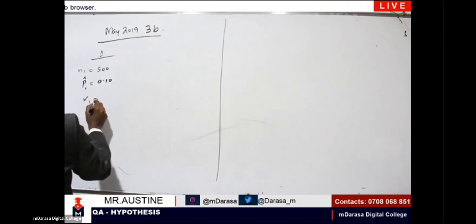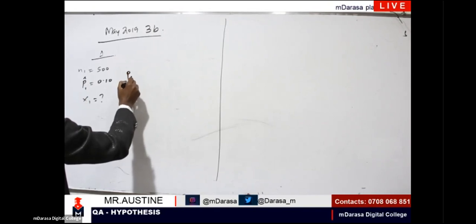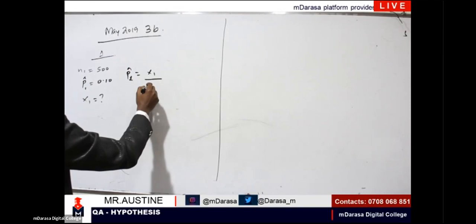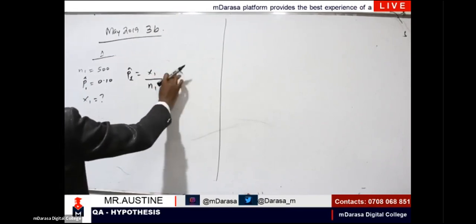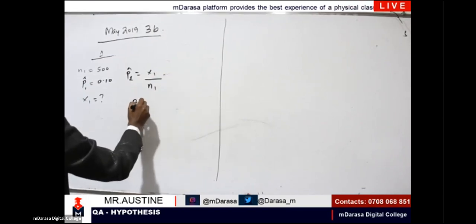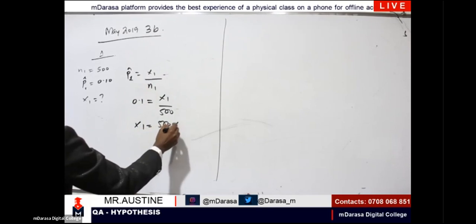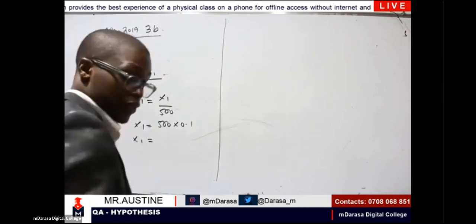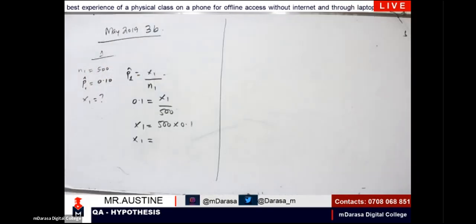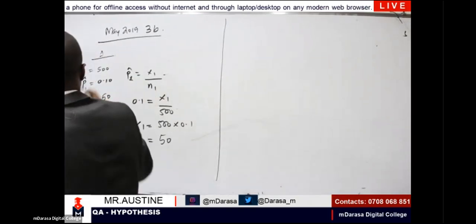So X1, we don't know. So P1 is equal to X1 over N1. So 0.1 should be equal to X1 over 500. So X1 is equal to 500 times 0.1. So X1 is what? We find that X1 is equal to 50.